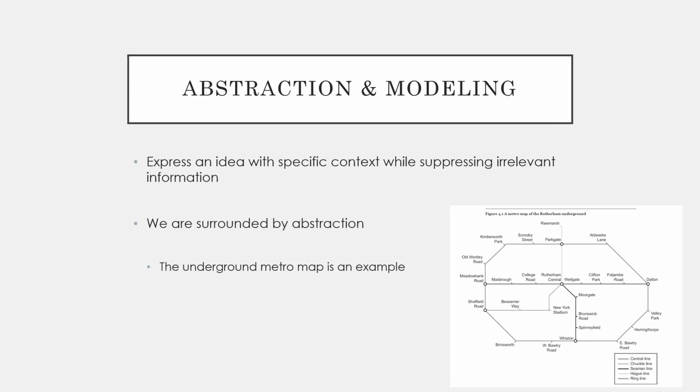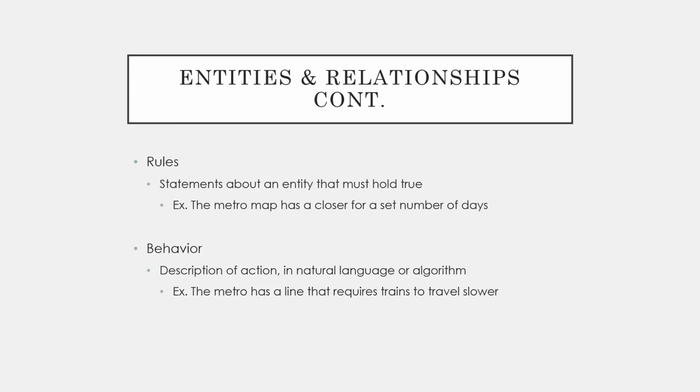All right, so I went back to my metro map here. You'll see we have a key that has different styles of lines on it. And these different styles of lines, going back to the type, kind of determine which type of relationship is happening between my entities. But some of these lines may mean something else, right? This line here may mean that the train needs to travel slower. Maybe the train can't travel as quickly if there are curves, like this line here. Again, context is important there. All right, so that's rules and behavior.